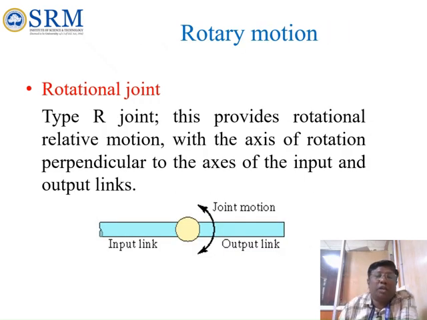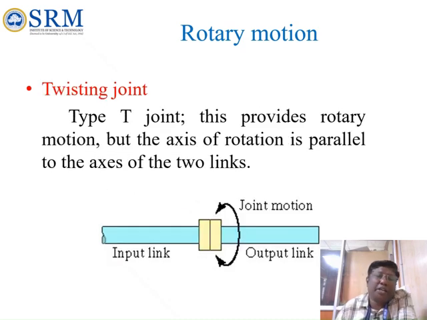Now we will look at the rotational joint, typically denoted as R. With the input link, the joint motion is up and down. This is a hinge-like arrangement, and a typical example is a door. Doors have a hinge to fit them. This is a joint motion, and the arrow indicates how it will move when you give input to the link. So this is the rotational joint.